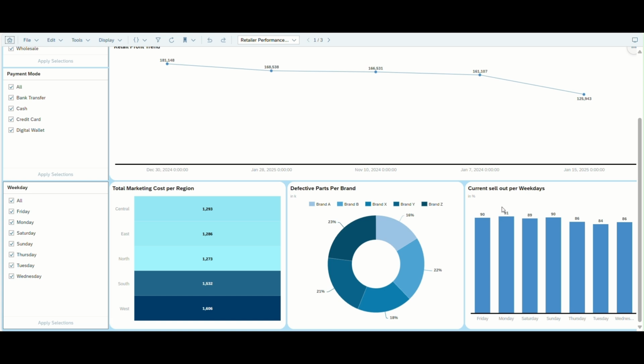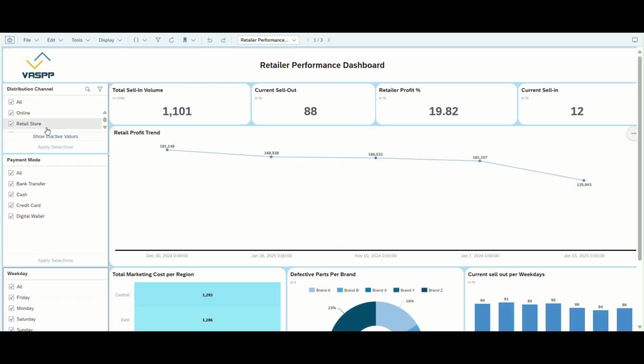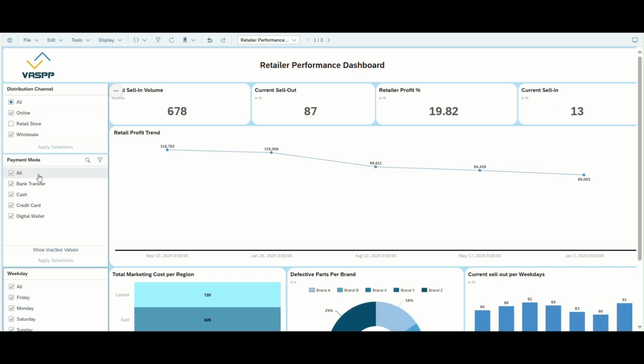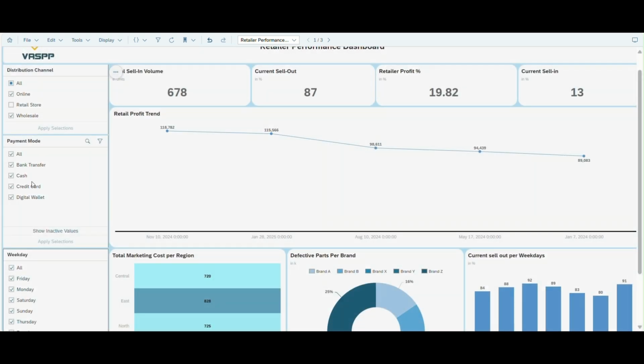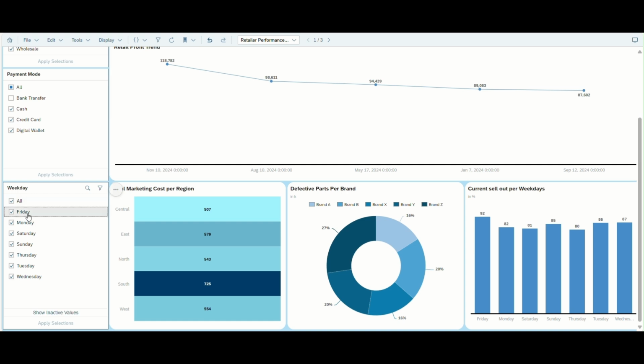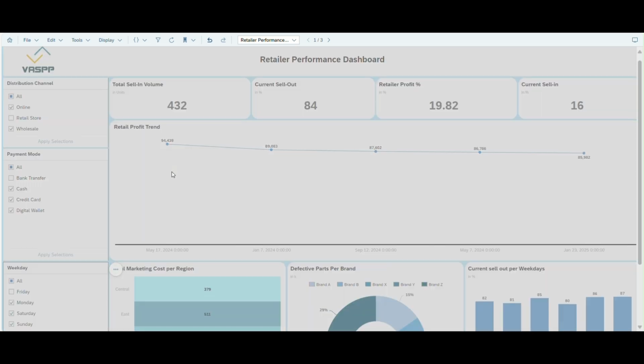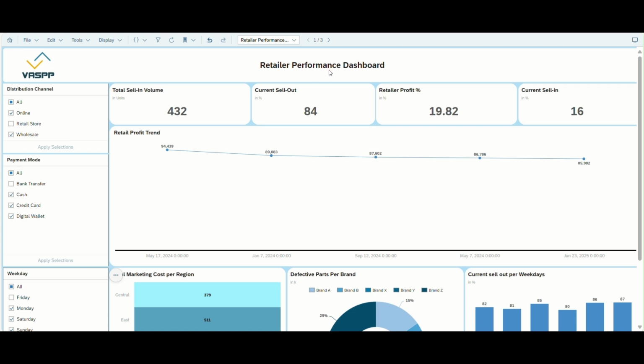Now let's talk about interactivity, the part that makes this dashboard highly usable across functions. You can filter by distribution channel, comparing online versus retail store to evaluate execution efficiency across platforms. Payment mode, analyzing which methods are more profitable or preferred in different segments. Weekday, drilling into performance day by day to fine-tune operations or promotions. These filters turn one dashboard into multiple views, letting sales managers, operations heads, and category owners focus on the metrics that matter most to them.